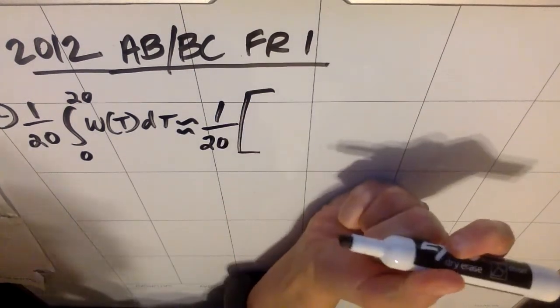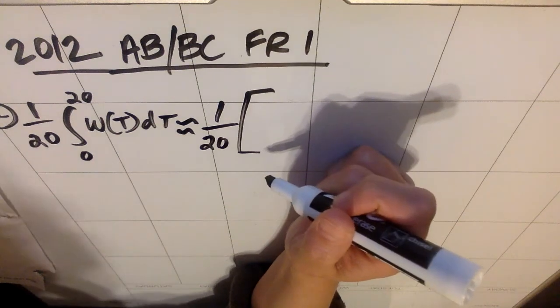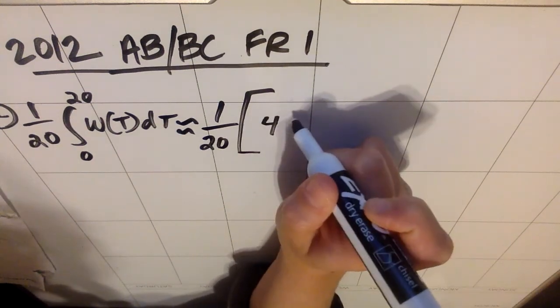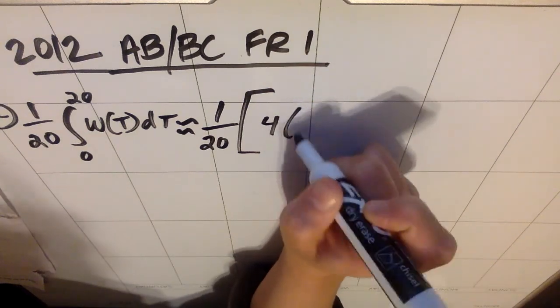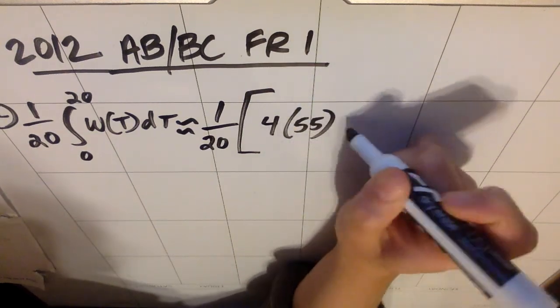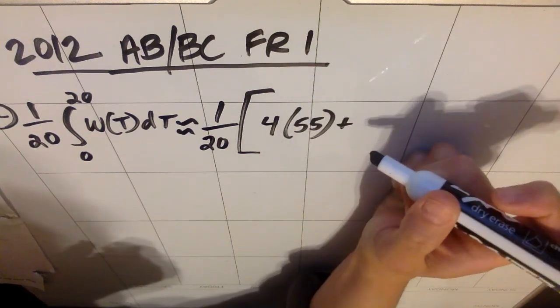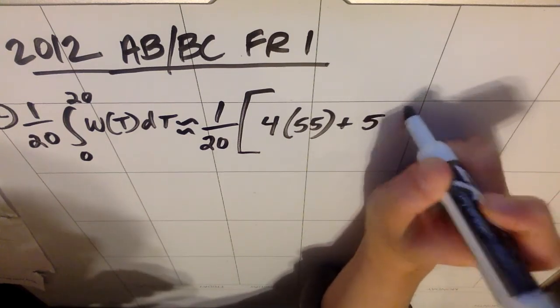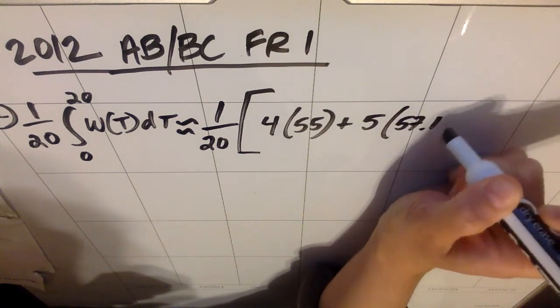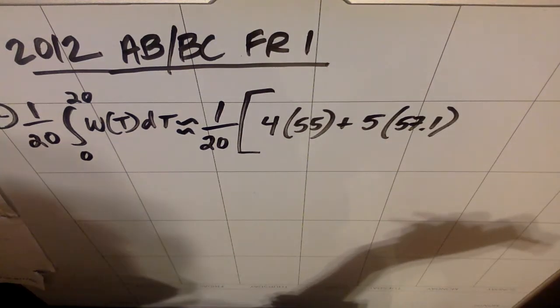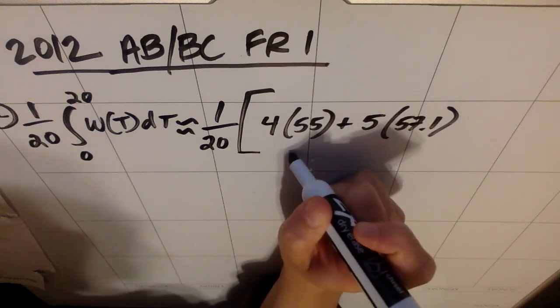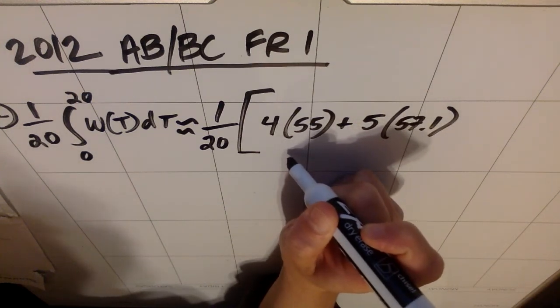So I'm going to put the 1 over 20 at the front, and then when I do my left Riemann sum, the width of the first box goes from 0 to 4, so the width of the box is 4, and of the two y values, the left one is the 55, plus the next interval goes from 4 to 9, which is a width of 5, and the left y value is 57.1 degrees. The next value, I'm actually going to probably end up looping down below this just because I want you to be able to see it on the screen.